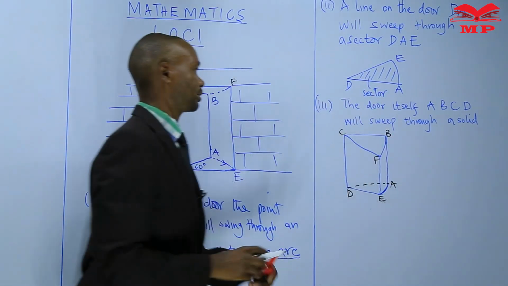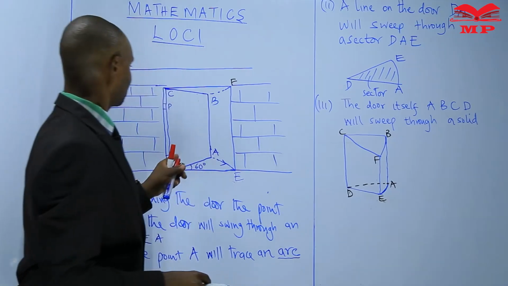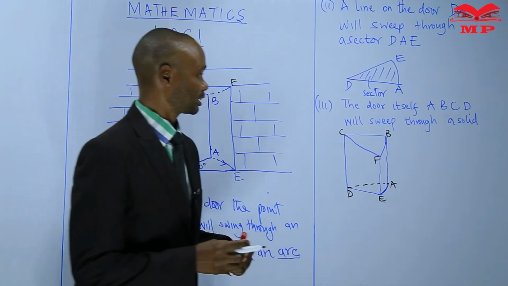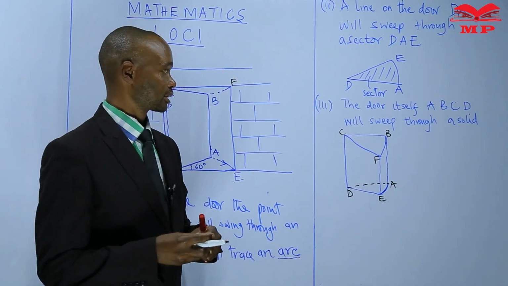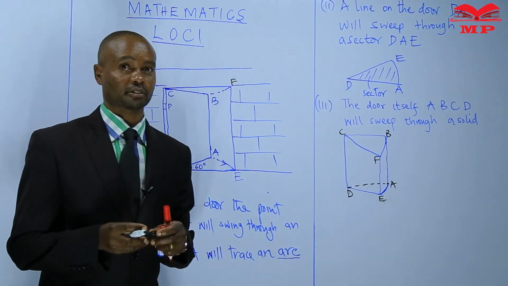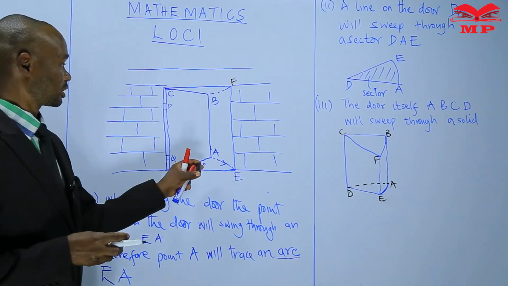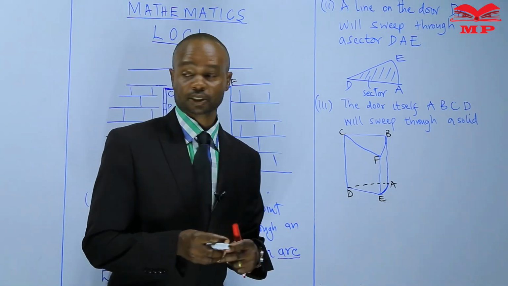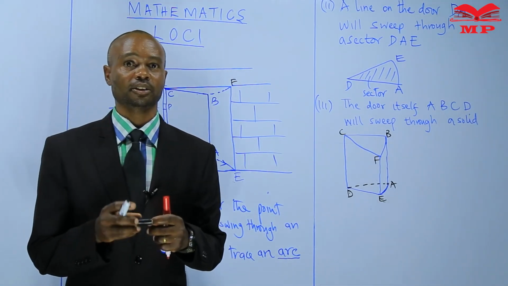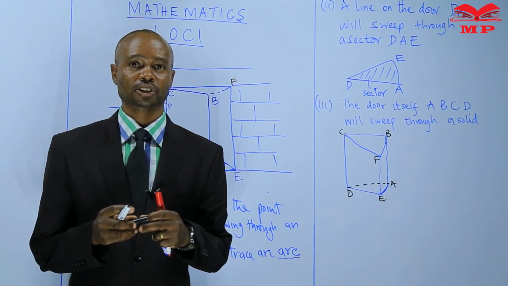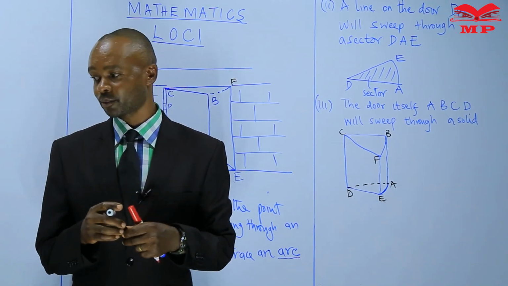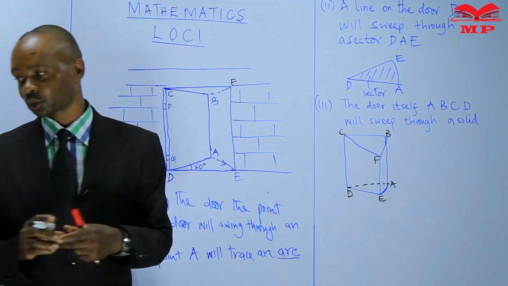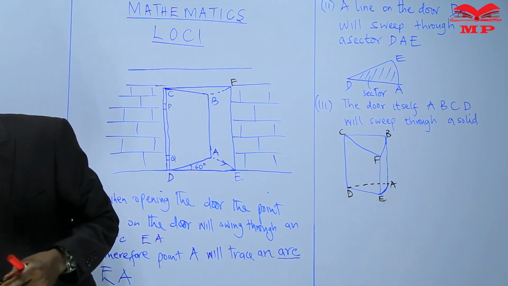And 3, so looking at 3 again, the door itself, A, B, C, D, will sweep through a shape that will create a solid. That solid, if you look at it well, it is a fraction of a cylinder with a sectorial angle of 60 degrees. Having seen the 3, it will be able to give us a proper definition of a locus. Locus is singular, loci plural. Like if there are 3 of them, those are loci. But if it is 1, it is a locus.